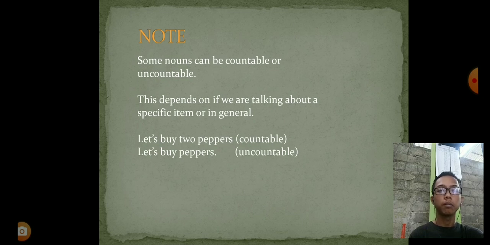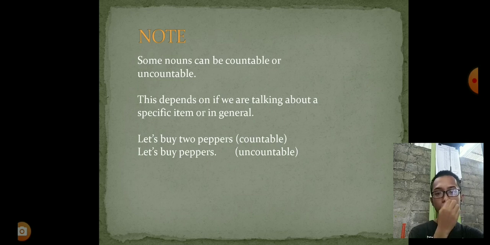Uncountable. Because when we say let's buy 2 peppers, it's countable. There is a word 2, so it means 2 peppers. You just need 2 peppers. 1 and 2 peppers, that is countable. But when you say let's buy peppers, it's like more, 1 sachet or 1 bottle of pepper.